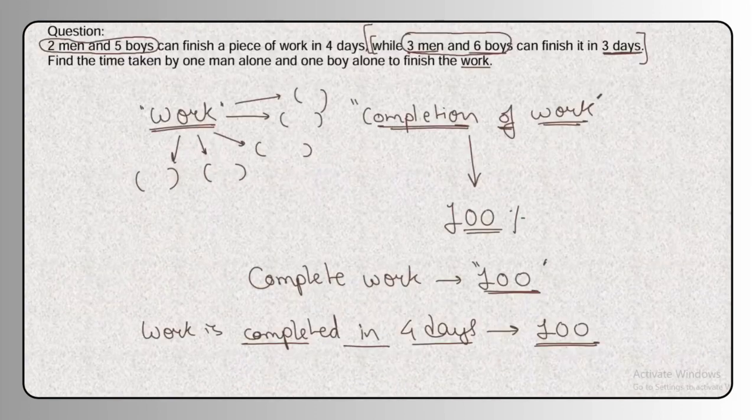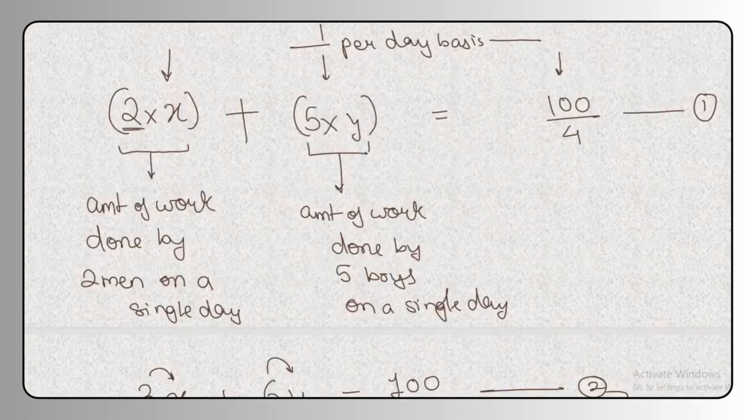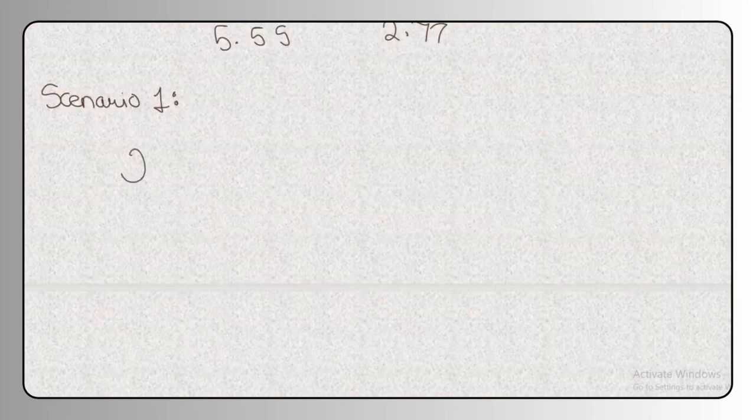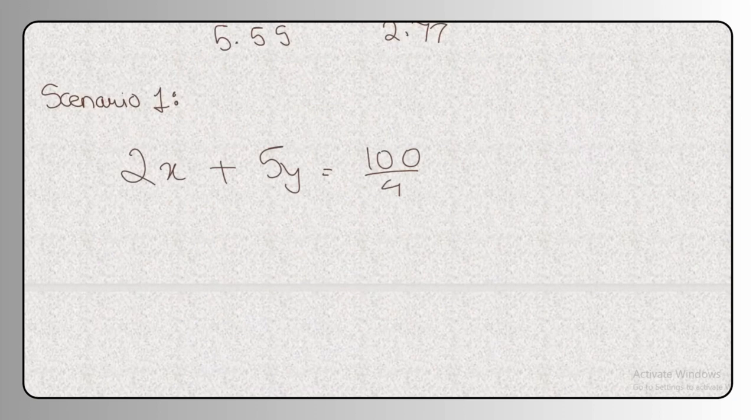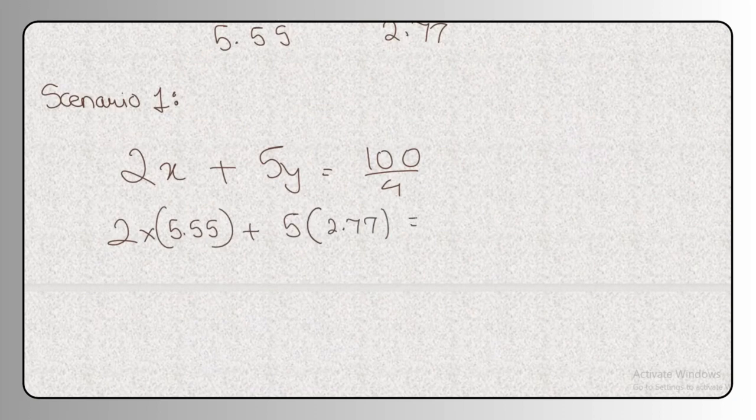In scenario one, if you see the first sentence of the question, two men and five boys are completing the work. So 2x plus 5y is equal to 100 upon 4. We have to consider this equation. Now 2 multiplied by 5.55, which is the rate per day, plus 5 multiplied by 2.77 is equal to 100 upon 4, that is 25.